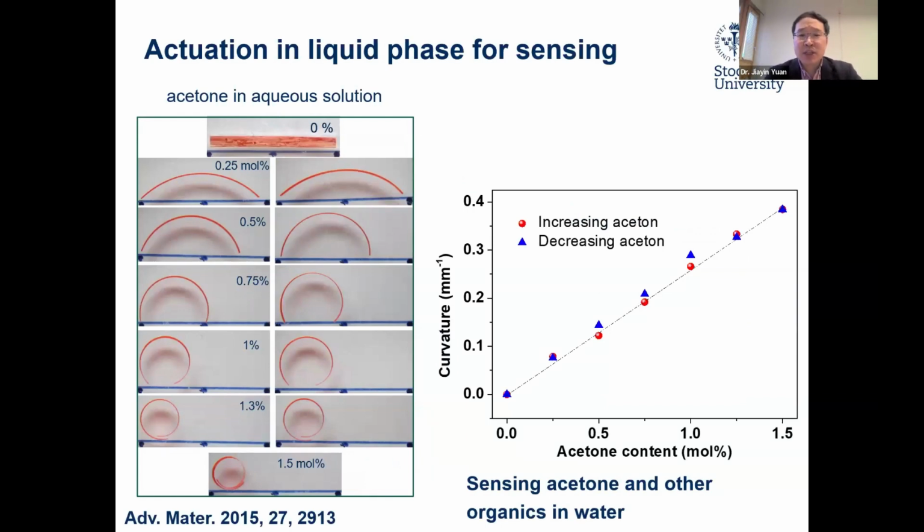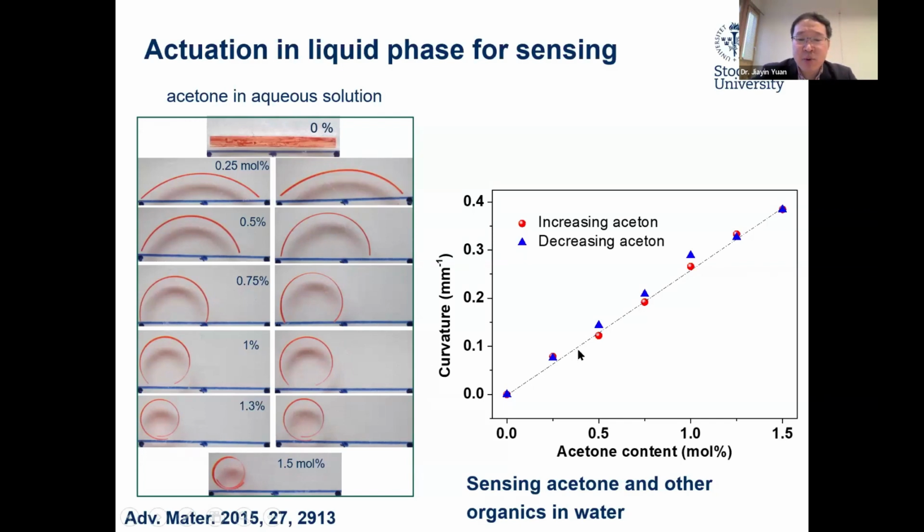This high sensitivity towards organic components in bending behavior can be immediately used as a kind of sensor to sense the environment. We demonstrated this with an aqueous acetone solution, where we have an acetone concentration from 0.25 mole percent to 1.3 mole percent, a very low concentration. And we could see the stepwise changing of the bending degree of the membrane stripe.